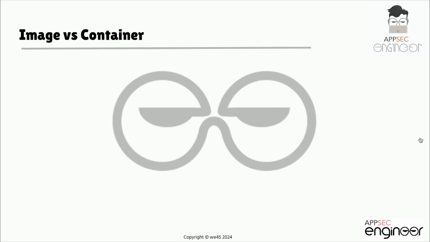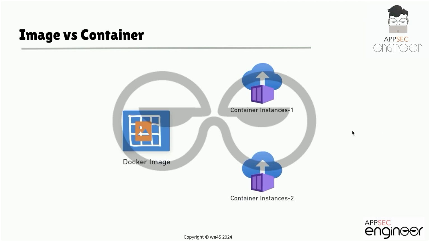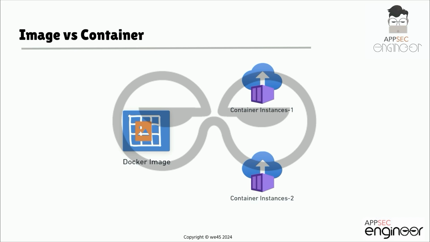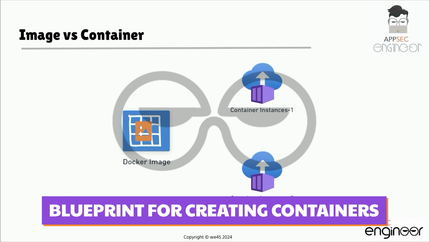We have been talking about images and containers for quite a lot of time now. So let us quickly understand the differences between the two. An image is a package or a template, just like a VM template that you might have worked with in virtualization. It is used to create one or more containers. In precise, it acts as a blueprint for creating containers.